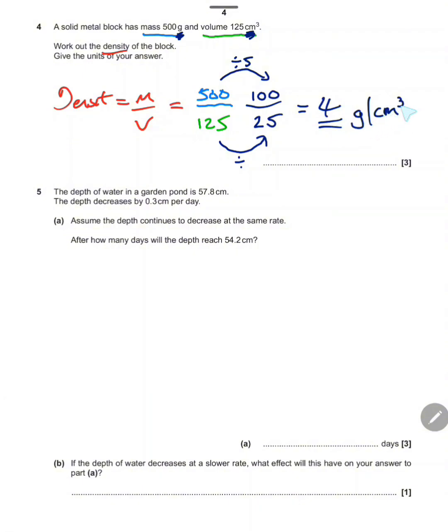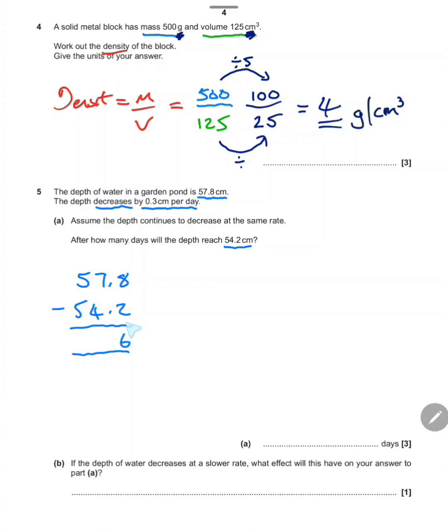Grams per centimeters cubed. Question 5 talks about the depth of water being 57.8 centimeters, and it decreases, so that means it goes down by 0.3 centimeters every day. It's going to keep going down at that rate, and it says after how many days will it have reached 54.2 centimeters. I think the first thing I need to do is look for the difference in these two measurements. So if I start with that, 57.8, subtract 54.2, that's going to tell me how much the water has gone down by.